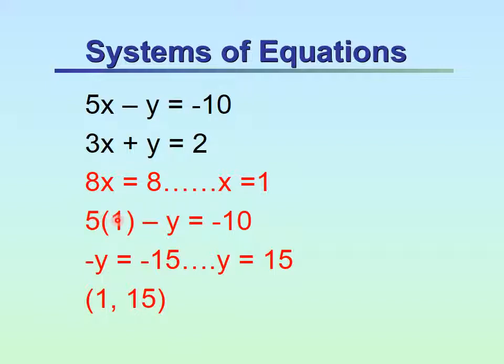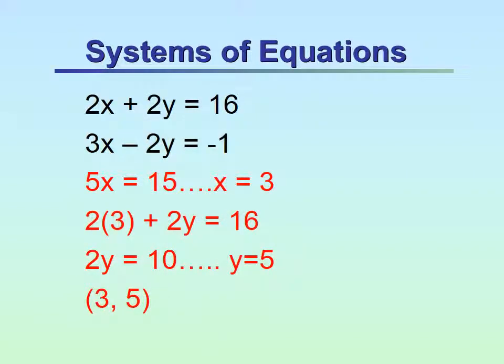So 5 times 1, which is 5, minus y is equal to negative 10. Subtract 5 from both sides, we get negative y equals negative 15, which means that y is equal to 15, which means that the solution to the system is 1, 15.